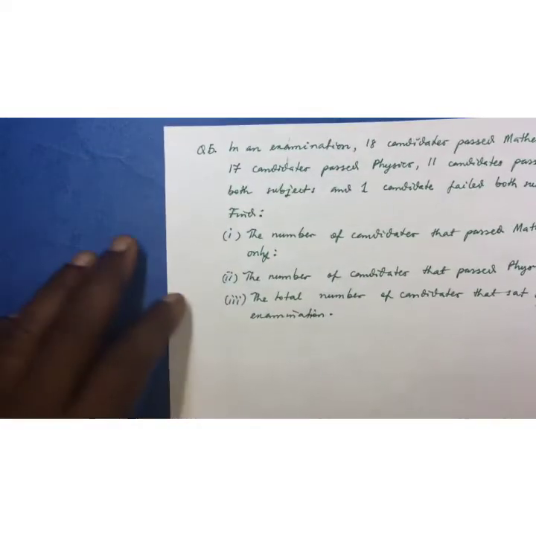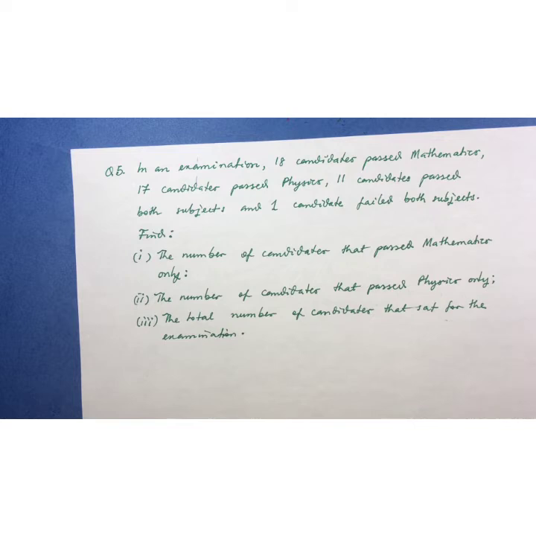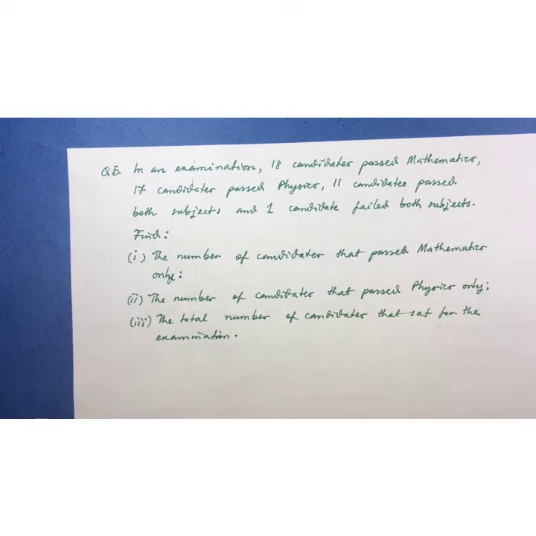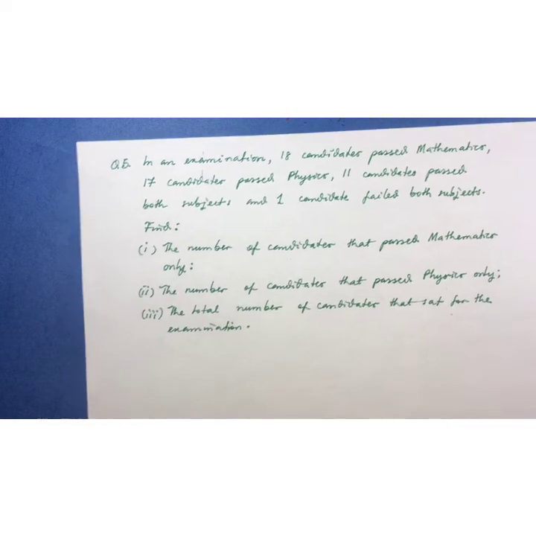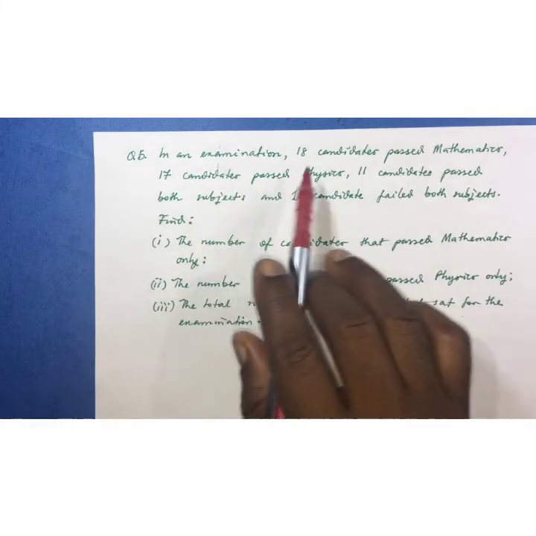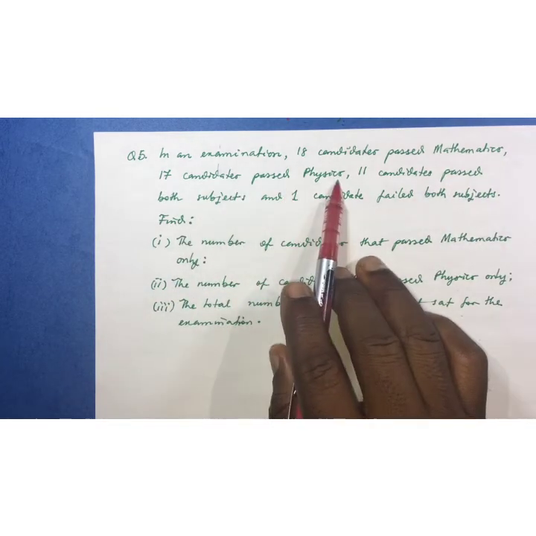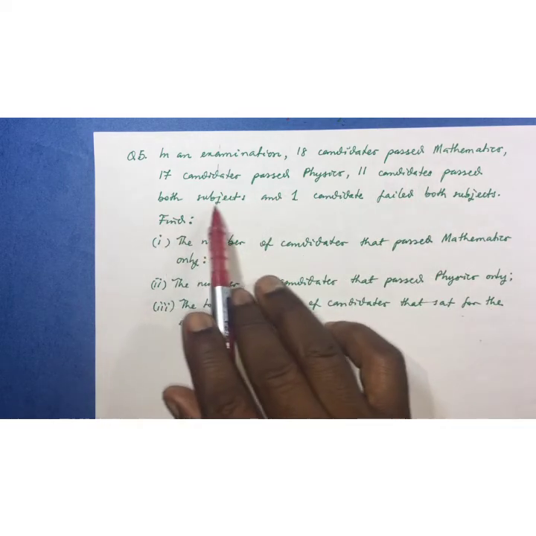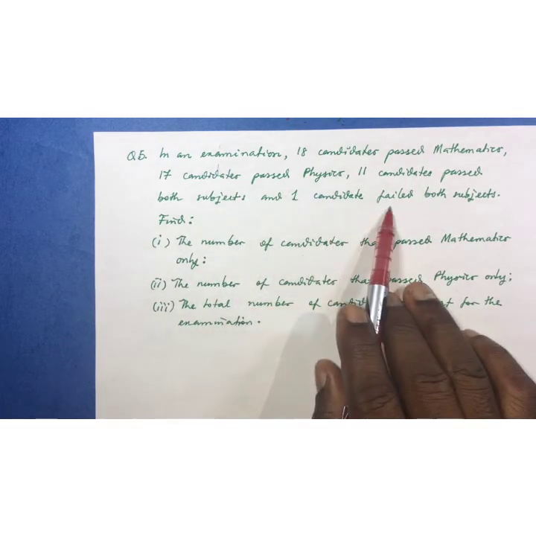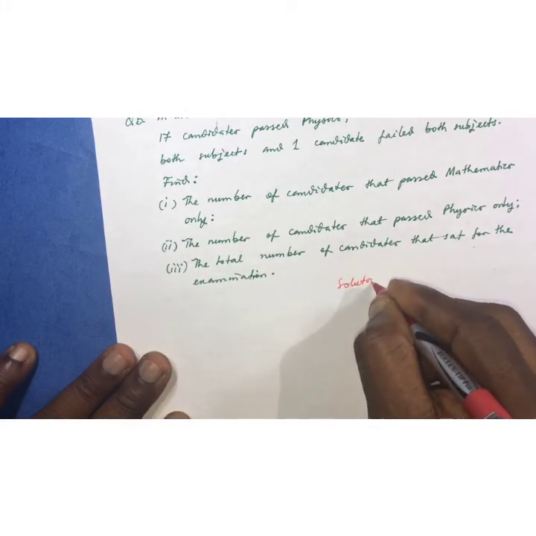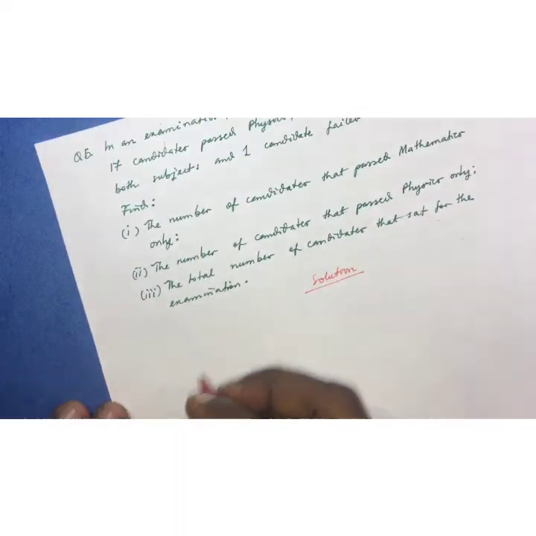Okay, now let us go to question number 5. Question number 5 ends our video on set theory, the solver series part 2. So let us quickly complete this problem. Now, in an examination, 18 candidates passed mathematics, 17 candidates passed physics, 11 candidates passed both subjects, and 1 candidate failed both subjects. So the first thing I'm going to do, before we attend to the questions that come, is to interpret or write them out.